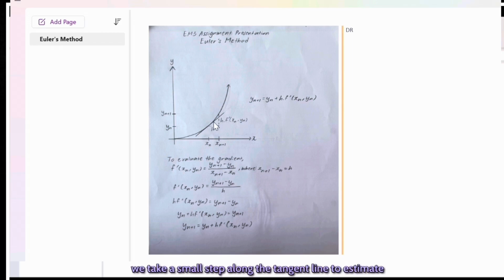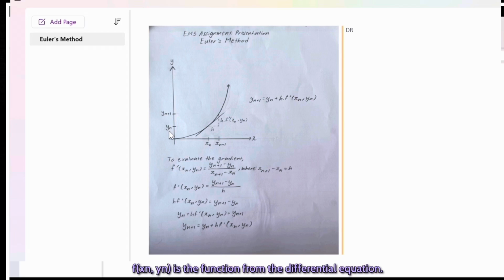Then, using this slope, we take a small step along the tangent line to estimate the next point x0 plus 1, y0 plus 1. How do we estimate the next point x0 plus 1, y0 plus 1? When we take one step at x, which moves forward by h, which is the step size, we adjust the y value using the slope. This formula shows how Euler's method estimates the next y value by moving from the current y value, y0.